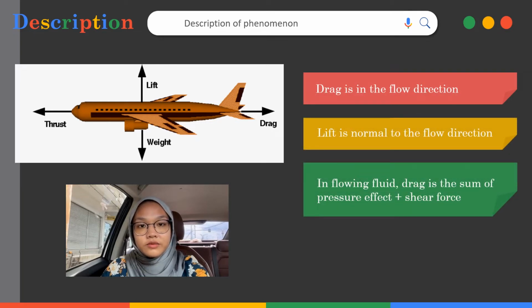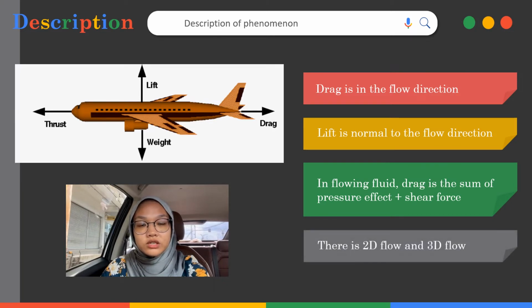As for the description of the phenomenon, in 2D flow, there is drag, which is the flowing fluid force in the flow direction, and lift, which is normal to the direction. As for 3D flow, there is another force that the body tends to move in the direction.